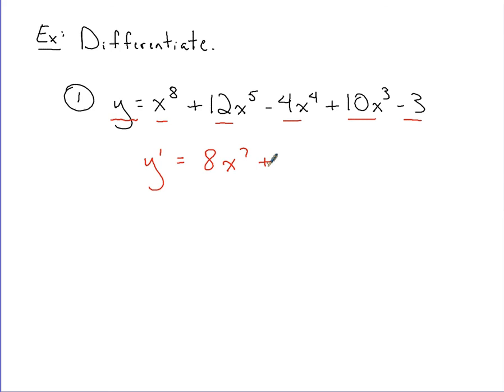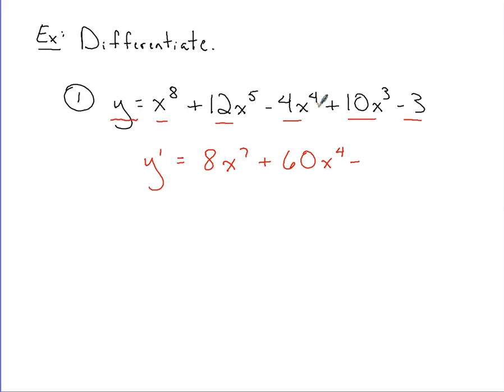We're going to bring 5 down because that's the power. Now, in front we have a 12. So what happens is that 5 gets multiplied to that 12, and we get 60. x to a power of 1 less, which is 4. Minus. All right, derivative for minus 4x to the 4th.